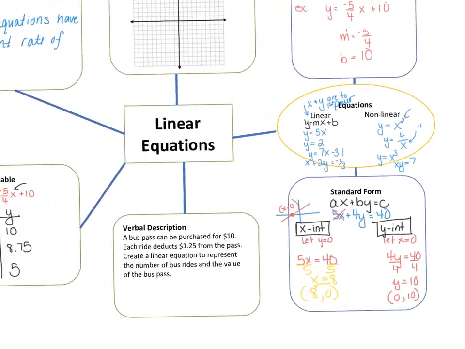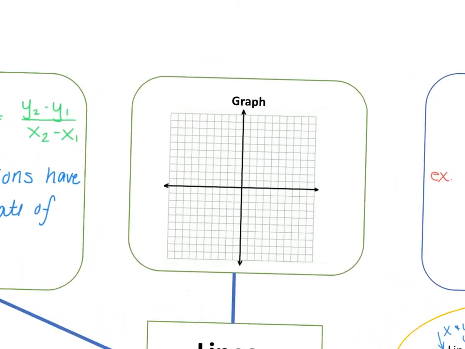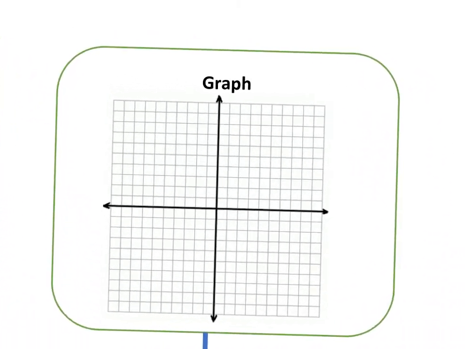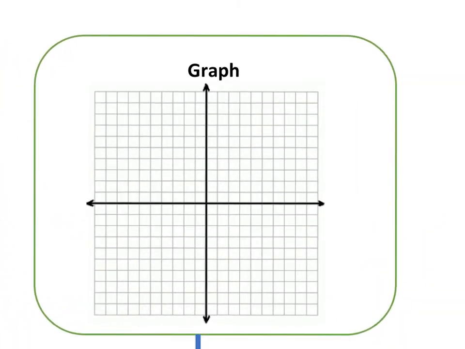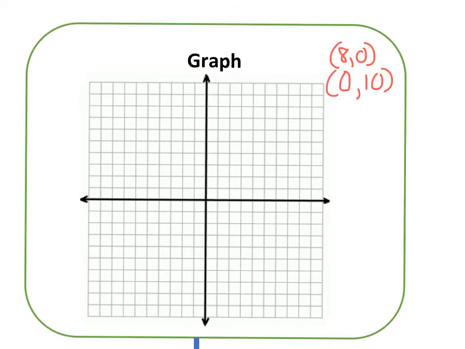So let's go and graph this. So I have the equation in both slope-intercept and standard form with my intercepts. I just saw that my intercepts were 8, 0, so I could go over to 8 on the x-axis and up to 10 on the y-axis, and I can connect it with a line. And I'm going to put arrows on either end to indicate that it keeps going.